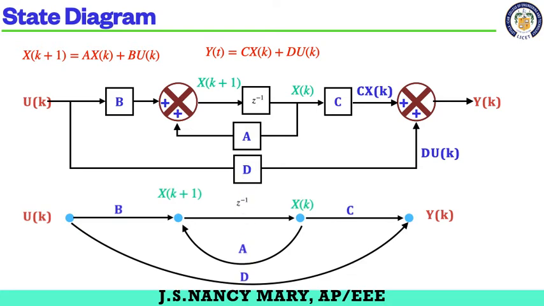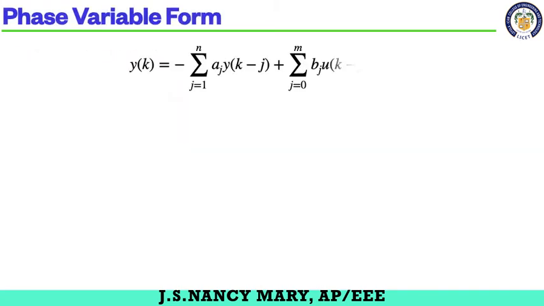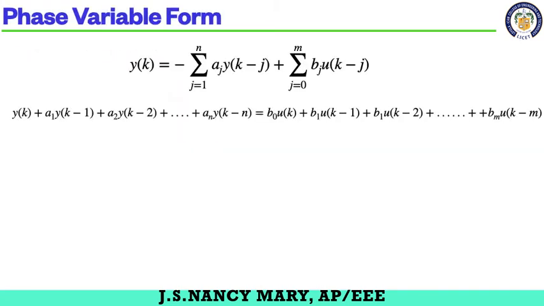So I'll drop both the things. So this is my signal flow graph and block diagram. Now I'm going to write the phase variable form, which is given by this equation, where I can expand the same equation with the help of the summation formula. Now I'm going to expand it using the Z transformation.